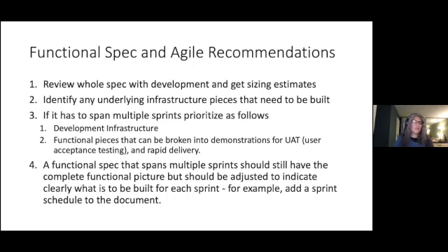I would pull out the pieces in the functional spec that have to do with development infrastructure, and then after that, I would deal with functional pieces that can be broken out to demonstrate and move things to UAT. For example, after key infrastructure pieces that have to be done, I might say, okay, let's build the objects in the field next so that we can use dummy data and mock up what this is going to look like, and validate reports for the business users.